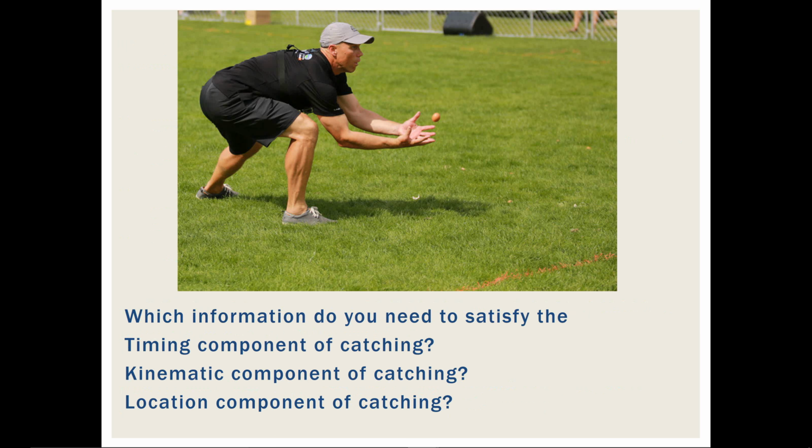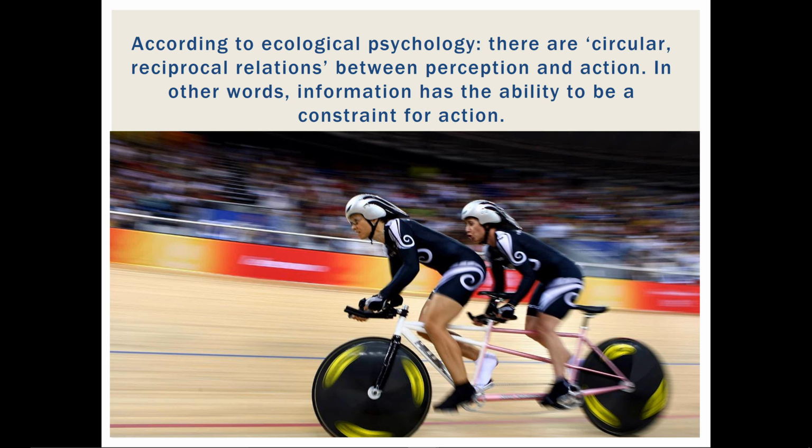So that shows us the ability to integrate sensory information. We see that it is an egg, we know that an egg breaks when you grasp it too firmly, and that is going to affect how we catch that object. So we're constantly trying to navigate any motor skill that we do based on information in the environment that we perceive. And this is the basic definition of perception-action coupling: that there's a circular, reciprocal relation between perception and action. In other words, information from the environment has the ability to constrain action.